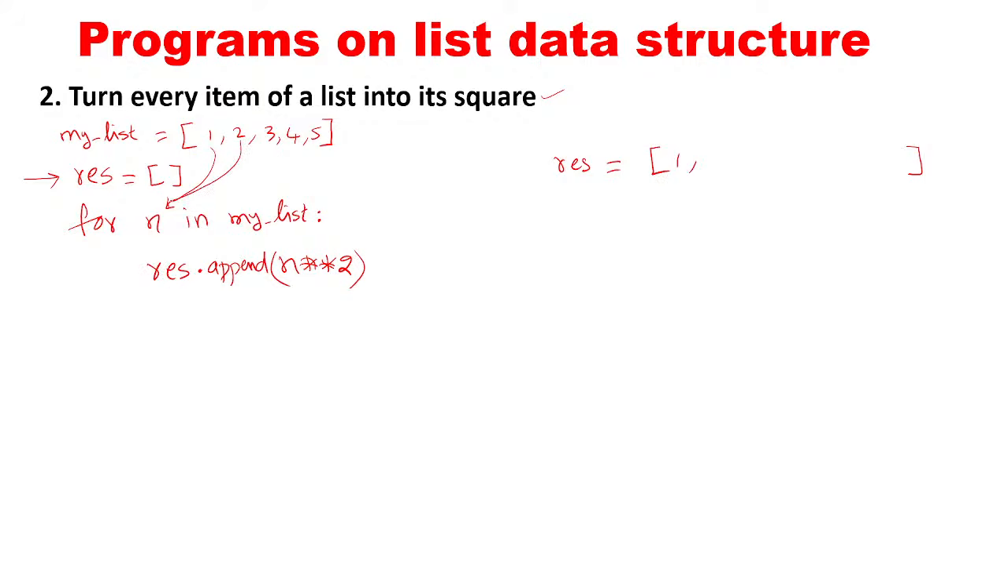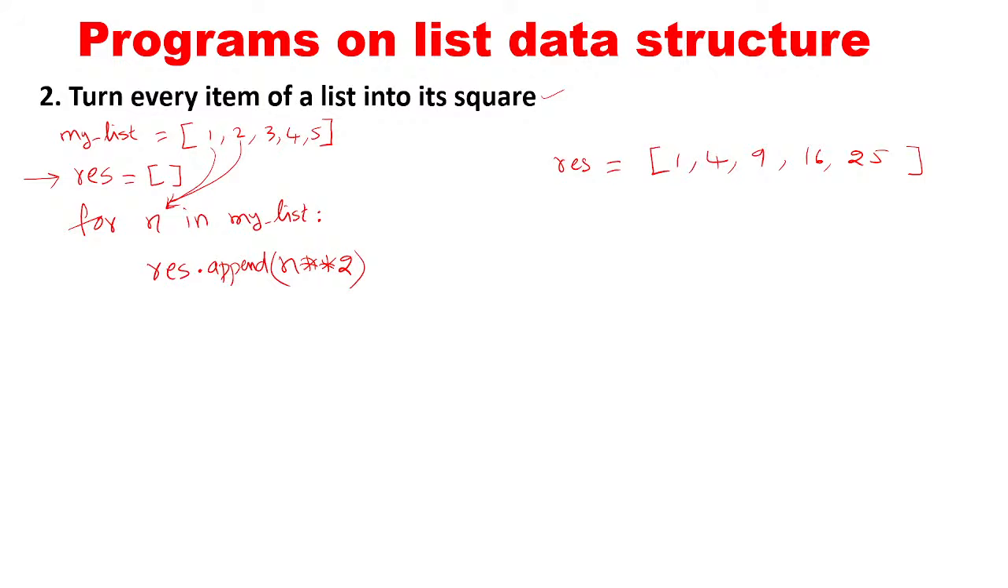The n value gets the next value, so n becomes 2 here. Then n square, 2 square, so that 4 will be added to the result. Next 3 square will be added, next 4 square, next 5 square. Once it reaches the end of the list, the loop terminates.